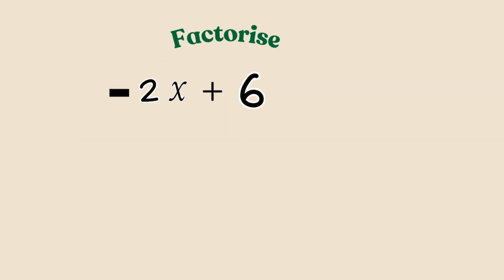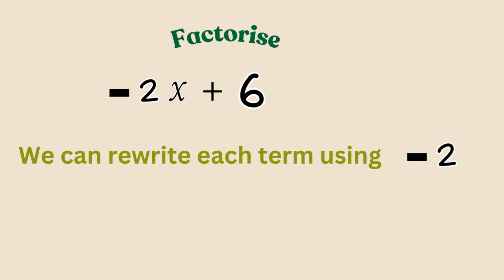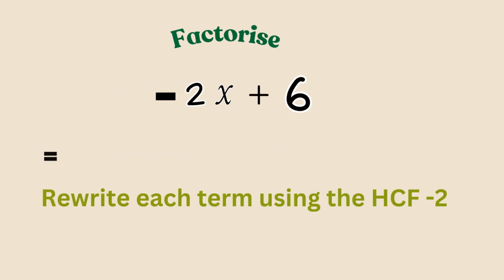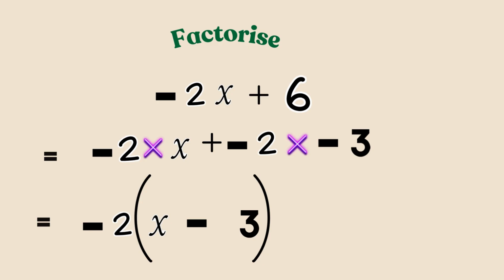Factorize minus 2x plus 6. We will use minus 2 as the HCF since the expression begins with a negative term. So we will need to rewrite both terms using negative 2. We can rewrite negative 2x as negative 2 times x, and rewrite 6 as negative 2 times negative 3. We then factor negative 2 from each term, and we are left with x minus 3 in the brackets. Again, when you expand the brackets, you should get the original expression negative 2x plus 6.